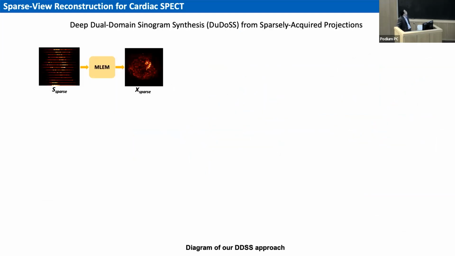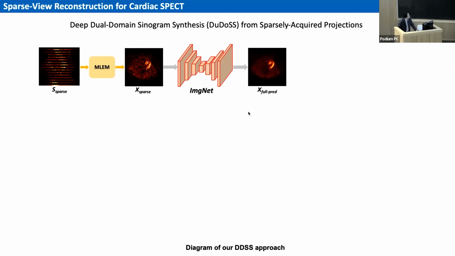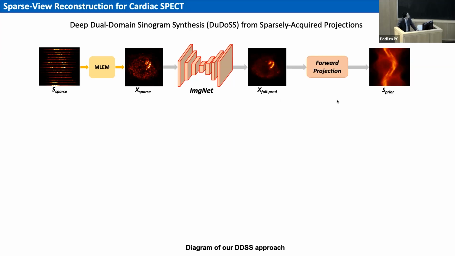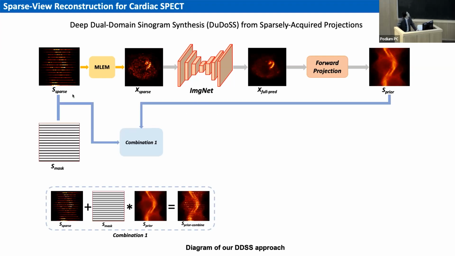One of the approaches we try is dual domain sinogram synthesis from the sparsely acquired projections. First, we have an image domain process: we take the sparse view data and, through LEM reconstruction, get an image reconstructed from the sparse data, and pass it through an image-based network to generate a full view-like reconstruction. Then we forward project it again to generate prior information in the sinogram domain, and combine it with the acquired sparse projection data.